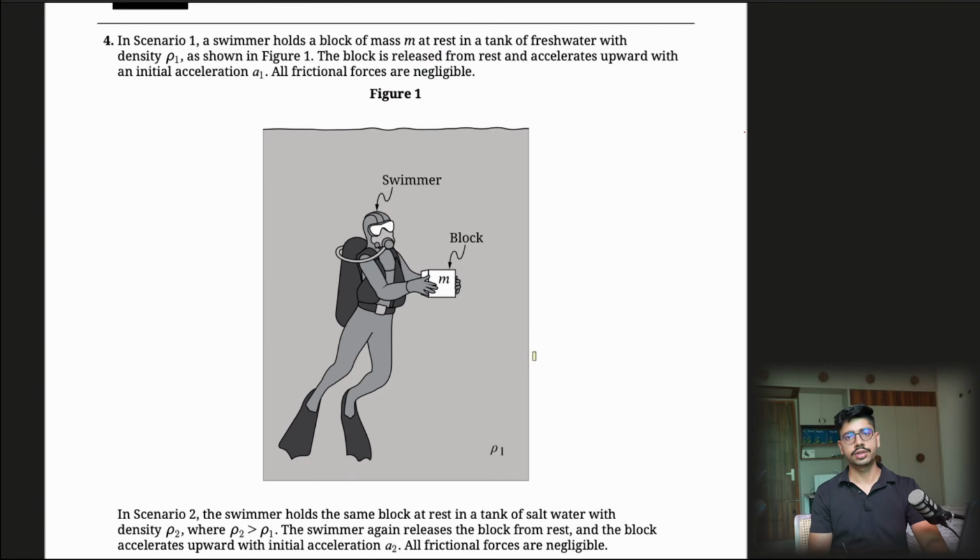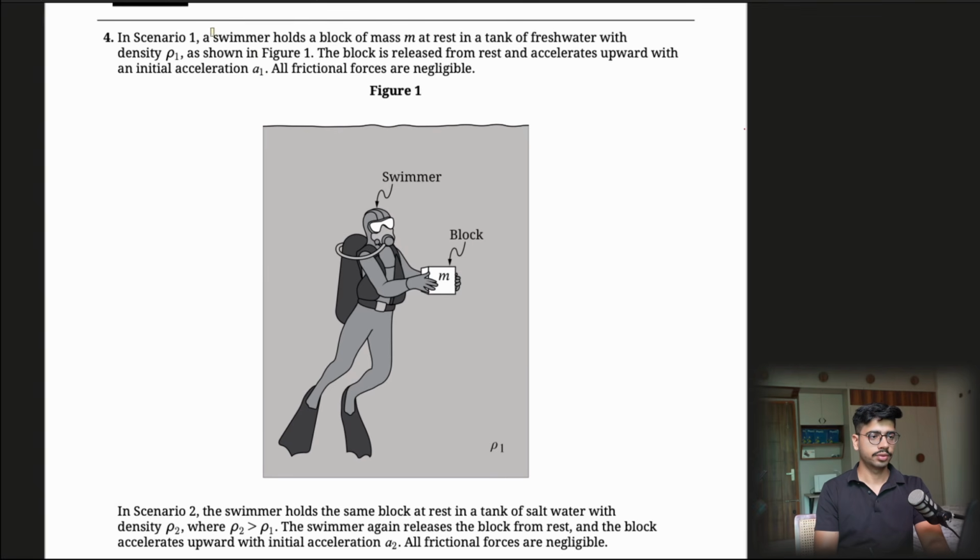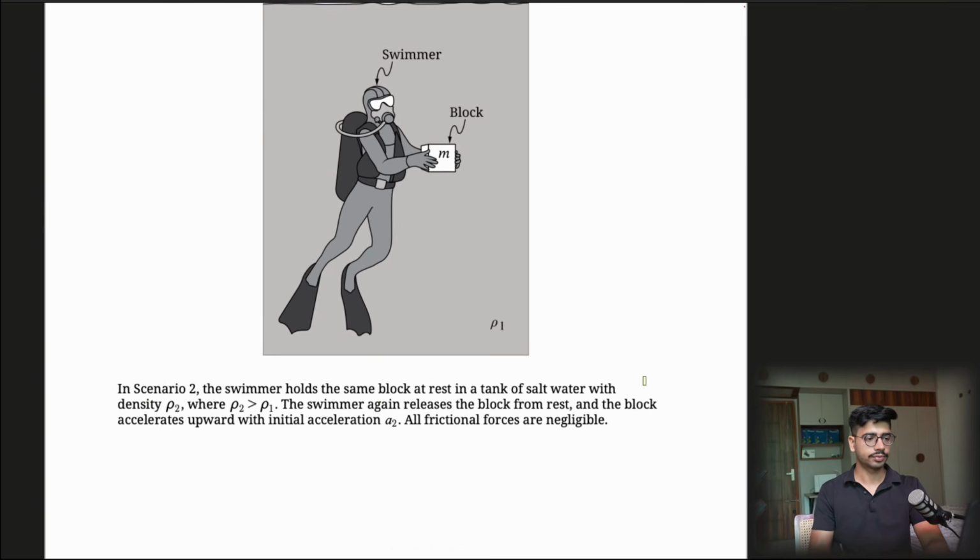The next part of the question is regarding the buoyant force. So we have the swimmer, the block had the mass M, at rest on the tank. The density is rho1 as shown in the figure. The block is released from rest and accelerates upward, and the initial acceleration is a1. All the friction forces are neglected.